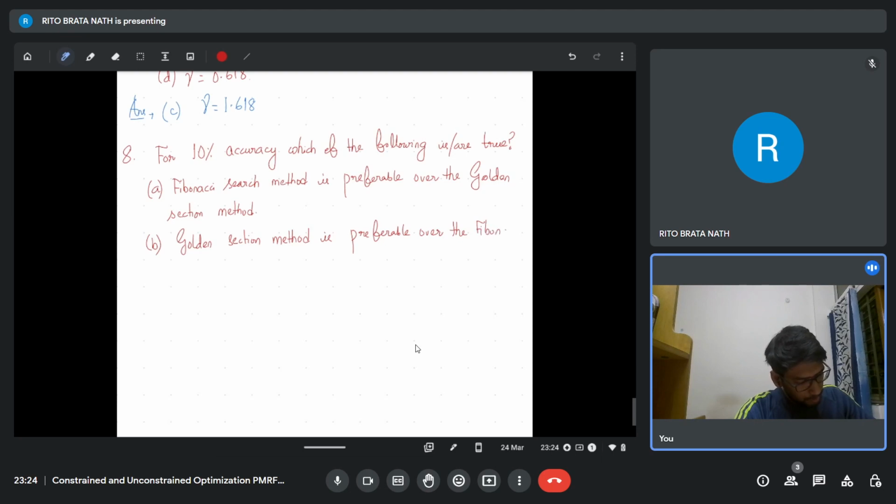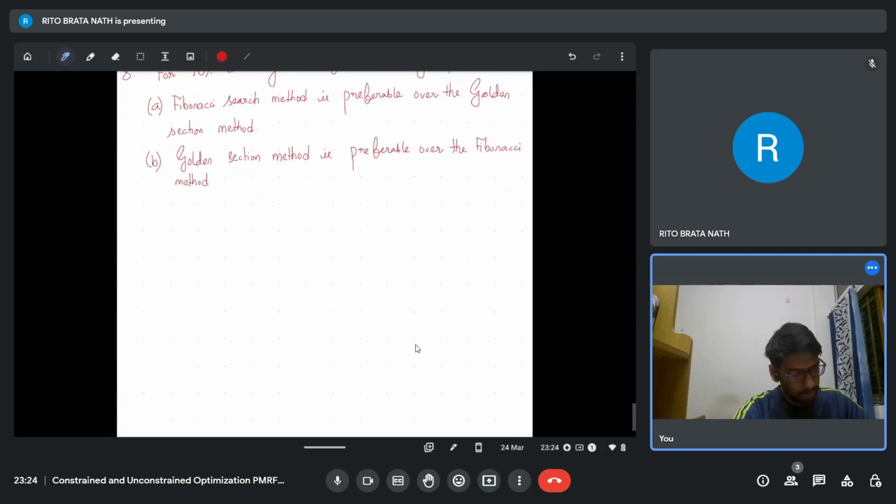So it depends on how many points at which you have to do those function evaluations, and again it is dependent on the reduction rates and so on. So it has already been proved in the class which one is better for what accuracy. The third option is Fibonacci method and golden section methods are equally preferable.